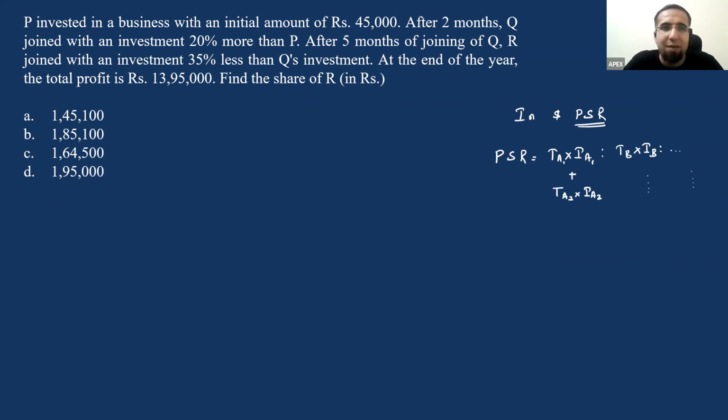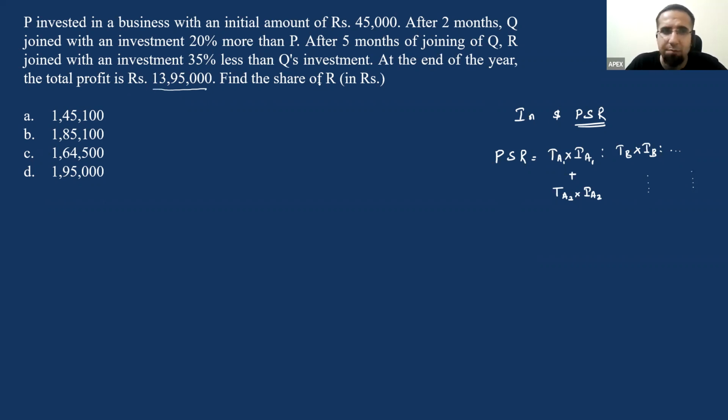Now, if I read this question, P invested in a business with an initial amount of 45,000. After 2 months, Q joined with an investment of 20% more than P. After 5 months of joining Q, R joined with an investment which is 35% less than Q. At the end of the year, the total profit was 13,95,000. Find the share of R.